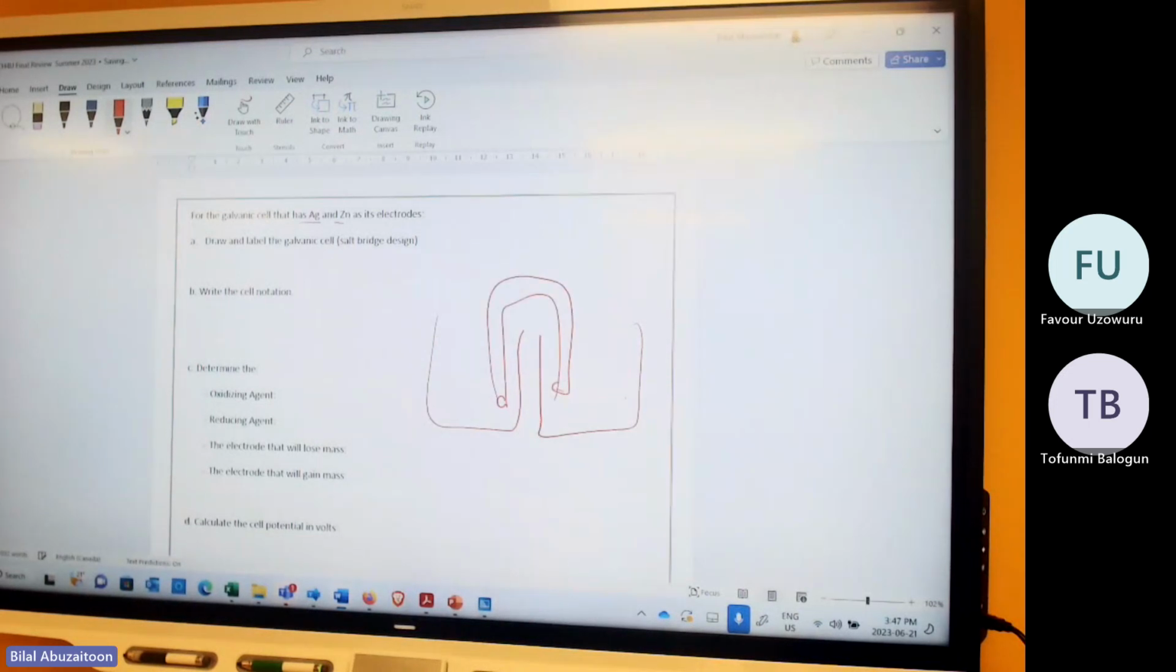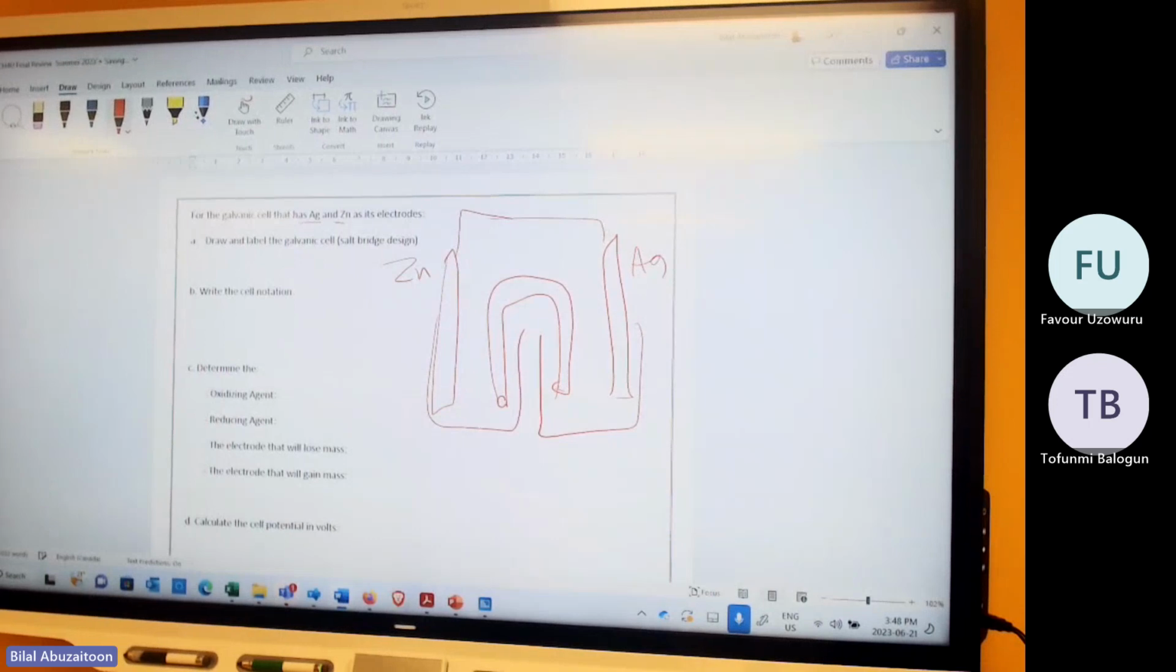But we're not told, you only say Ag and Zn. Now, which one oxidizes? Which one reduces? Look at the list. You will find the Zn below, so Zn is the oxidation part. So it should be on the left. So this is Zn and this is Ag.